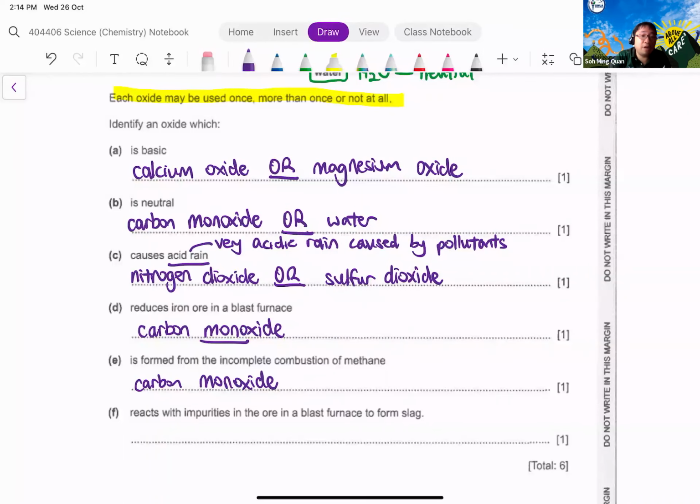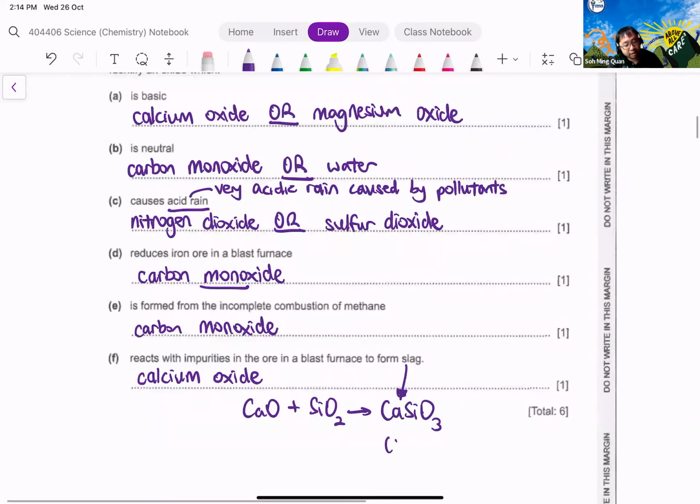Finally, what reacts with impurities in the ore in a blast furnace to form slag? Okay, so that is calcium oxide. So in case you forgot, how is slag formed? Calcium oxide reacts with silicon dioxide to form calcium silicate. So this is slag, calcium silicate is slag. Now, because of the high temperature, it's produced as a liquid, molten slag.